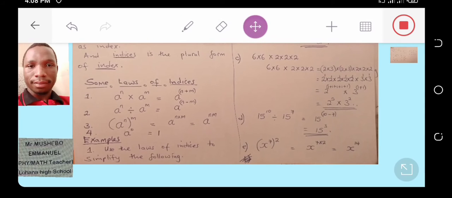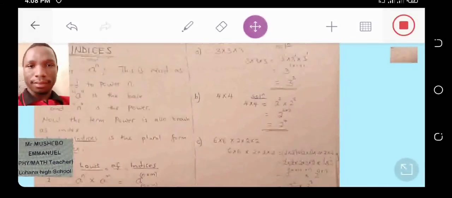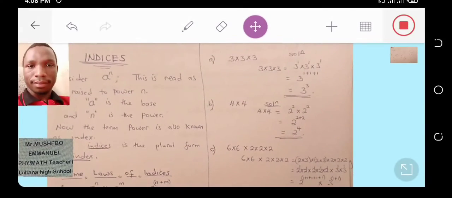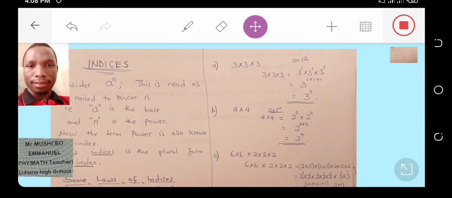We shall look at more, but basing on these ones here, we can look at some few examples on them. So like the first example here, use the laws of indices to simplify the following. So we are going to simplify some numbers here, but using the laws of indices. So the first one, 3 times 3 times 3. So when you go to solution, 3 times 3 times 3, all of them are raised to power 1.